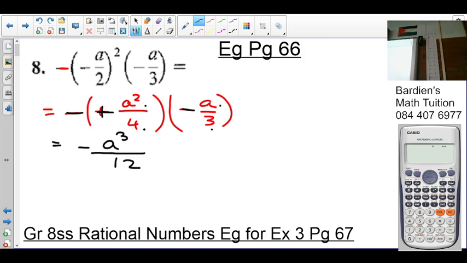Yeah, listen, there's many methods of doing this. You can do it out of brackets, or you can write that bracket out twice, or whatever. It will give you, as long as you made no mistake, the same answer. Yes, Rudolph?